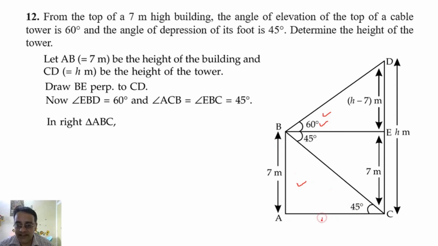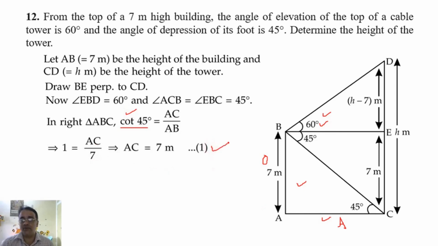So first AC we have to find. How will you find AC? Which trigonometric ratio? Tan theta, right. So अब देख लो, यहाँ पे एक स्टूडेंट ने पूछा कि हम लोग why we can't use the reciprocal, that is cot theta. So now I am using cot theta. Cot 45 is equals to adjacent upon opposite. So AC upon AB. So what is the value of cot 45 degree? 1. So 1 is equals to AC upon 7. So finally AC is equals to 7 meter. Let it be equation number 1.